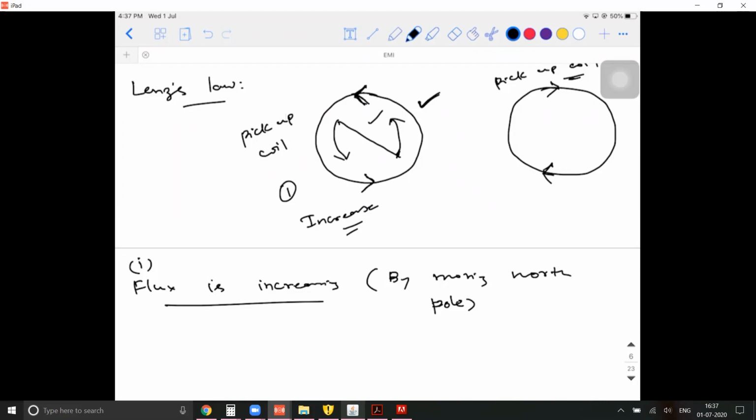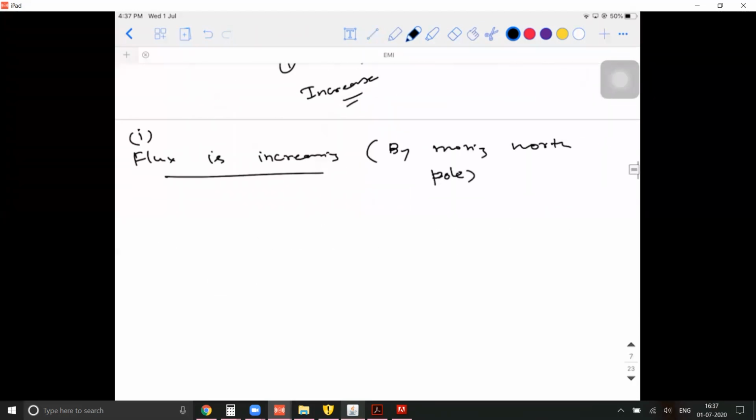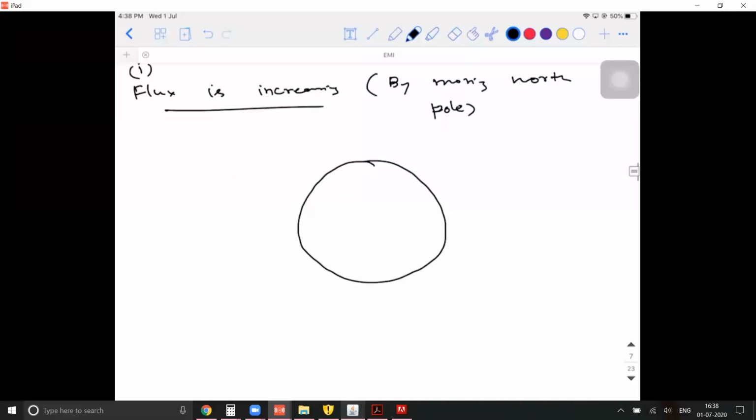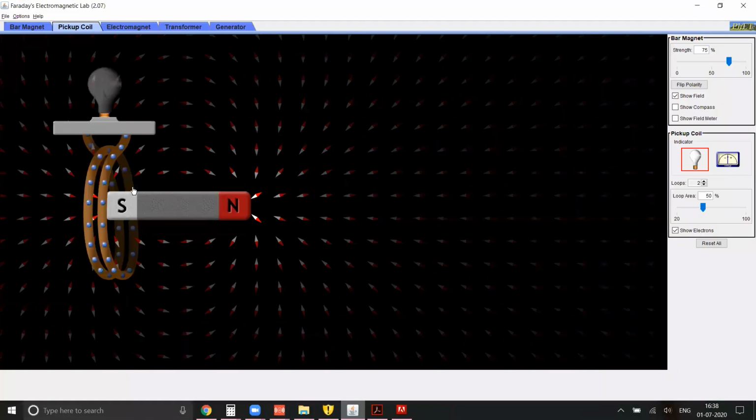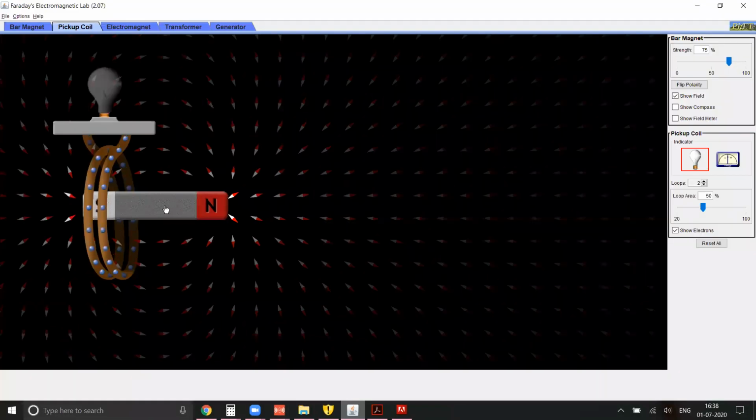Now the second activity that I'm going to do is, obviously first I tried by increasing. So if I have to decrease, what do I need to do to the pole? I have to move it away, correct? If I have to move it away, let's do the activity again. Now the South Pole is here.